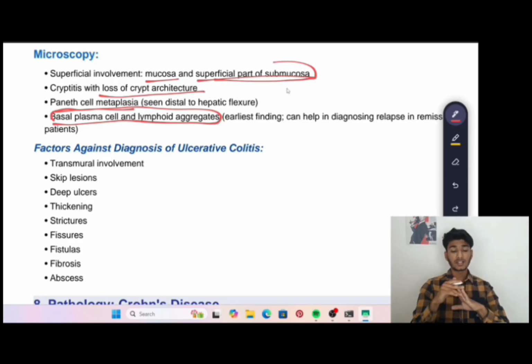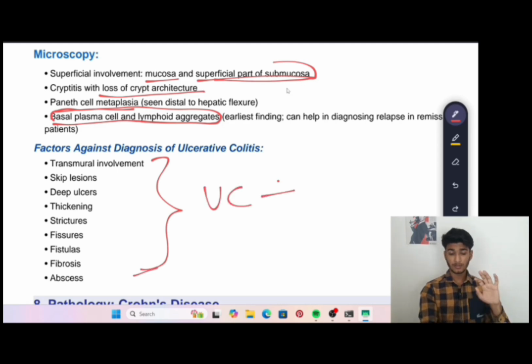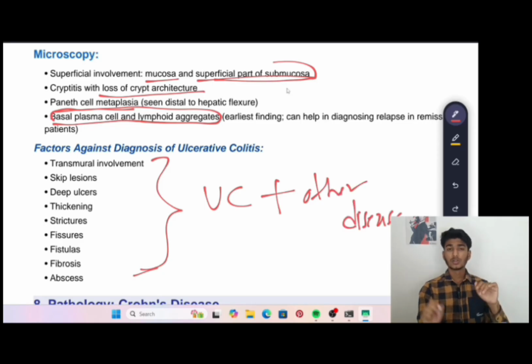That's it. Now the features against ulcerative colitis. Look at this. These factors are present in ulcerative colitis, but they will be present in other diseases as well. So you can't say that if these features are present, the patient is suffering from ulcerative colitis. They might be suffering from other diseases as well. So what are these factors?